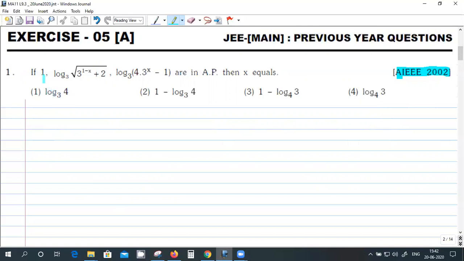These three are in AP, right? So the middle term is the sum of the first one plus this one divided by 2. That's the meaning of AP, right? Yeah. So that you can do.